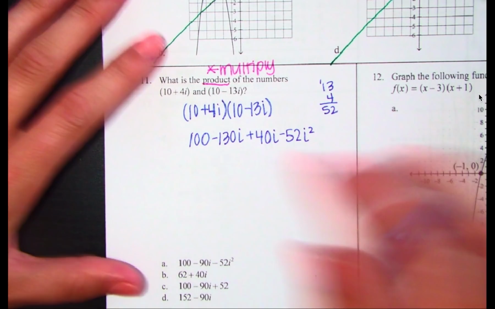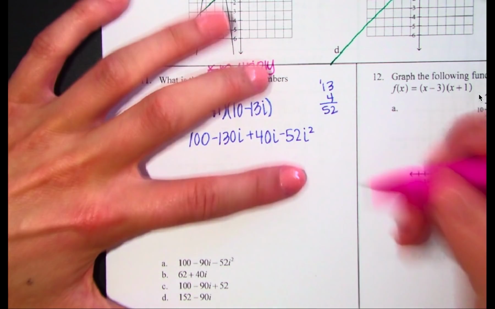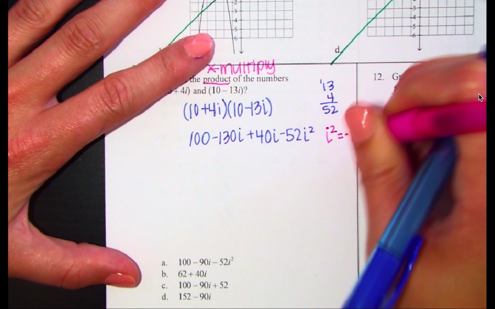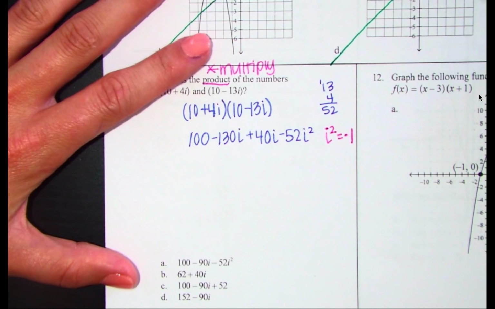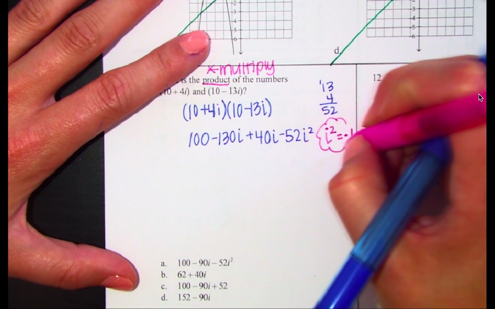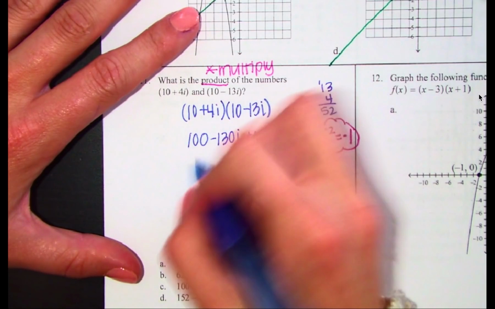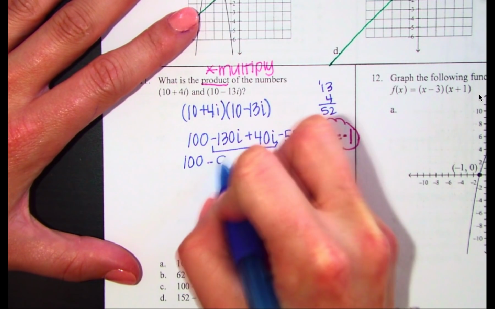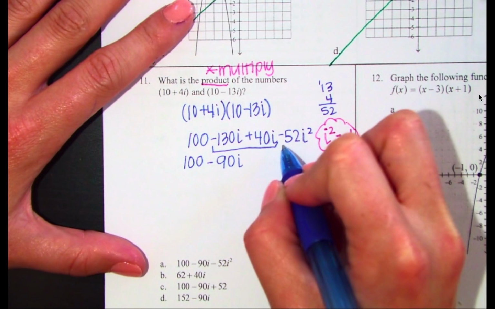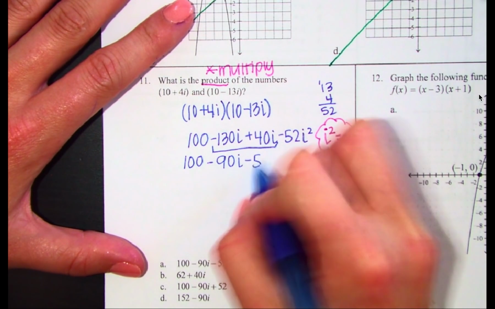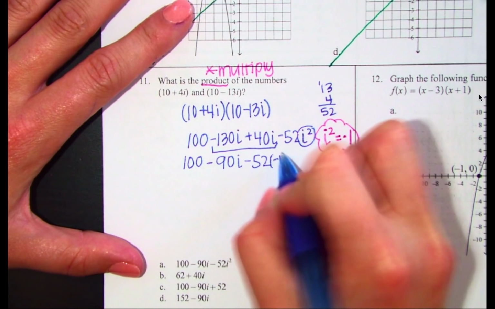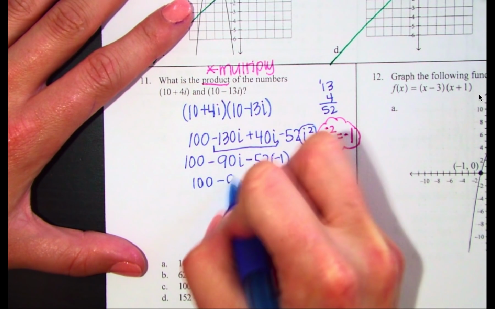So what we're going to do now is we're going to simplify. When I go through and simplify, I have to remember that i squared equals negative 1. So that is something that we are going to have to memorize if we don't have it memorized yet. So we're going to keep the 100. Negative 130 plus 40 is going to give us negative 90i. And then negative 52, and I'm going to replace i squared with negative 1. And then I'm going to continue to simplify.